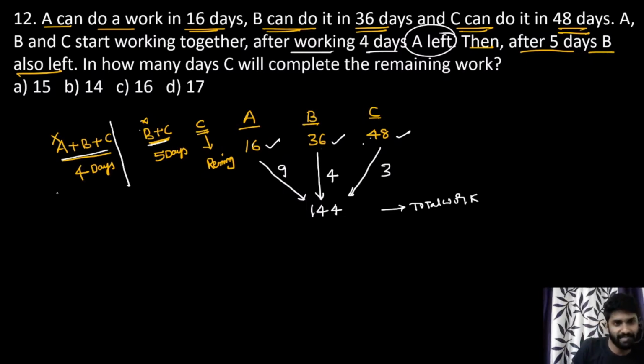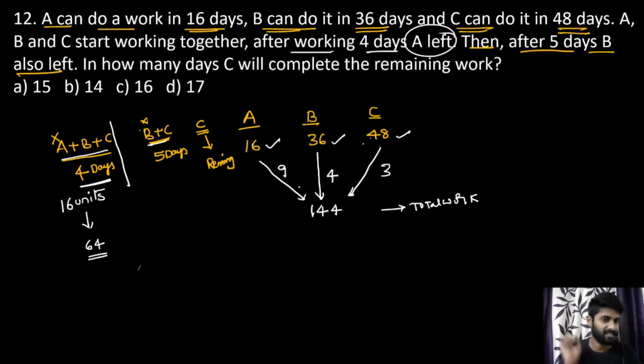Now you can connect these. ABC worked for 4 days, which means ABC efficiency is 9 plus 4 plus 3. Clear? We already found the efficiencies: A 9 units, B 4 units, C 3 units. So they perform 16 units per day. For 4 days, they completed 64 units. So that is the first information.